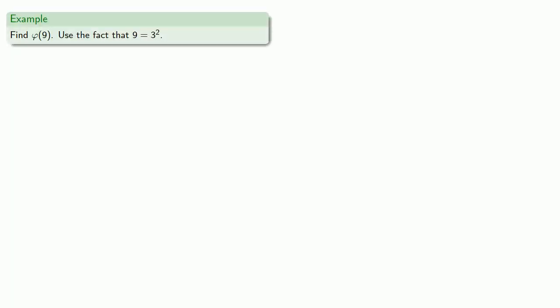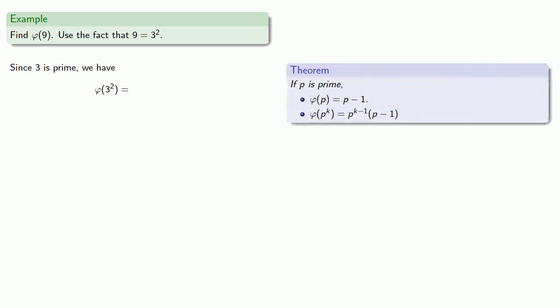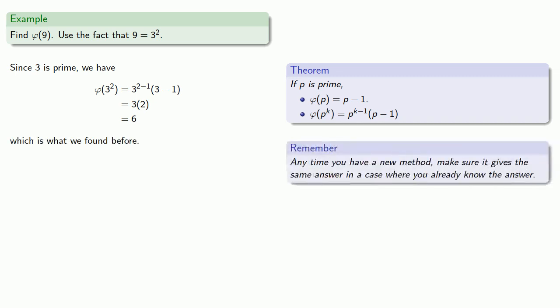So let's find phi of 9, and we'll use the fact that 9 is 3 squared. Now since 3 is prime, then we can use our theorem. Phi of 3 squared is 3 to the power 2 minus 1 times 3 minus 1. And we compute. And we find that phi of 9 is equal to 6, which is what we found before. And a useful thing to keep in mind: anytime you have a new method, make sure it gives the same answer in a case where you already know the answer. So we've already calculated phi of 9. We want to make sure that our formula gives us the same result.